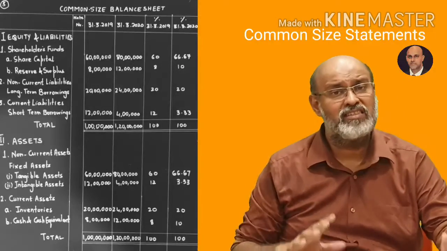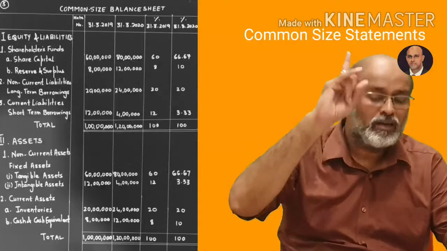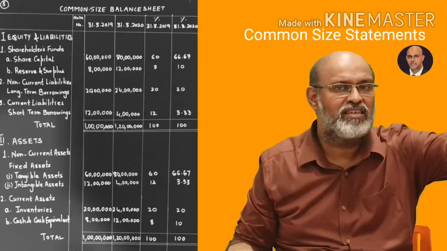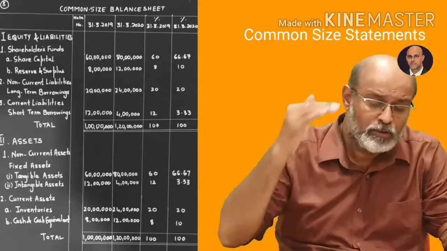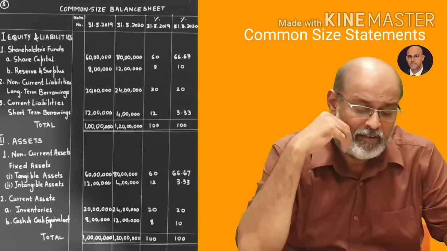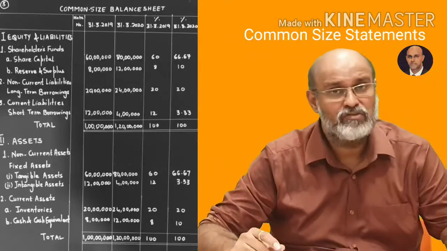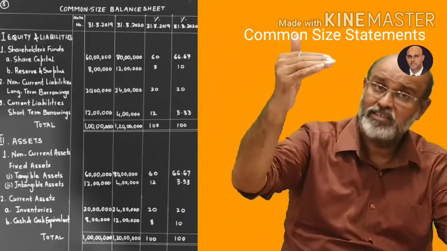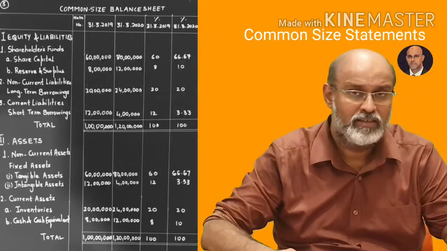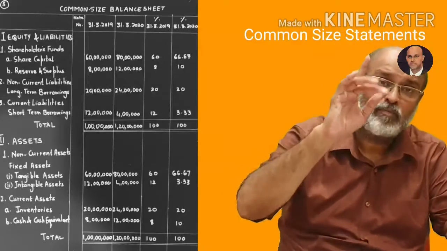In the tangible assets, it's 60 lakhs. So 60 lakhs will be divided by 1 crore. 1 crore is the base. That is the total of your assets as well as the total of your liabilities. So 60 lakhs divided by 1 crore multiplied by 100. So that is 60%. Then we go to intangible assets, which is 12 lakhs. So it is 12 lakhs upon 1 crore multiplied by 100, which is 12%. Okay. So that finishes with your non-current assets of your previous year.